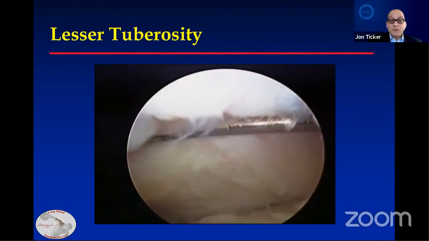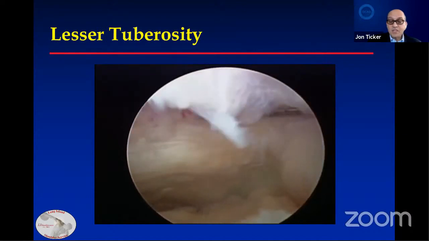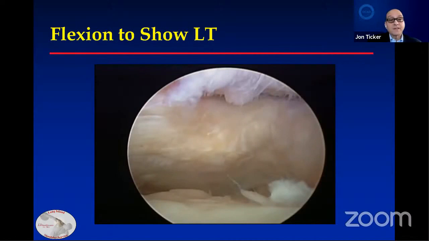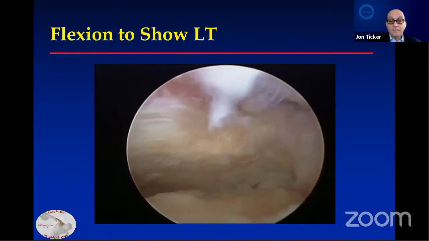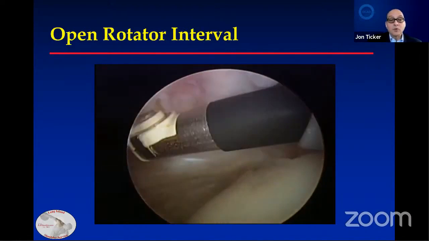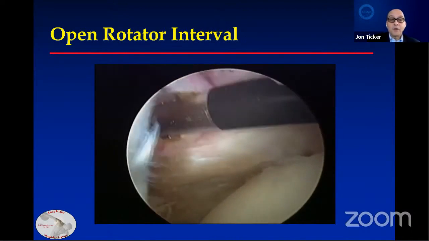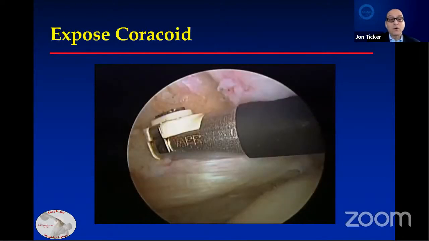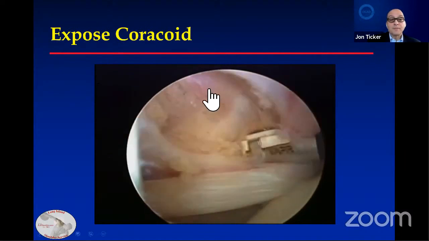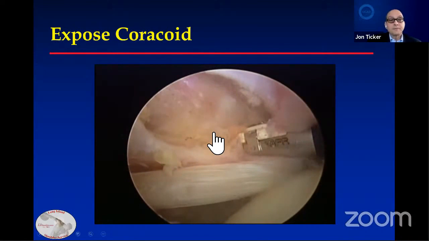You want to be able to expose and visualize the lesser tuberosity, which is in the lower part of the screen here. Sometimes it's not as easily visible, but it is fully exposed. This is a complete 100% tear. So if you can't see it well, if you simply flex the arm, you can expose it much better. You've got to remove the tissue in the rotator interval so you can work on both sides of the subscapularis. Here, one landmark is to look for the coracoid tip, which we'll be able to see right over here. And this is a wand that helps ablate soft tissue.